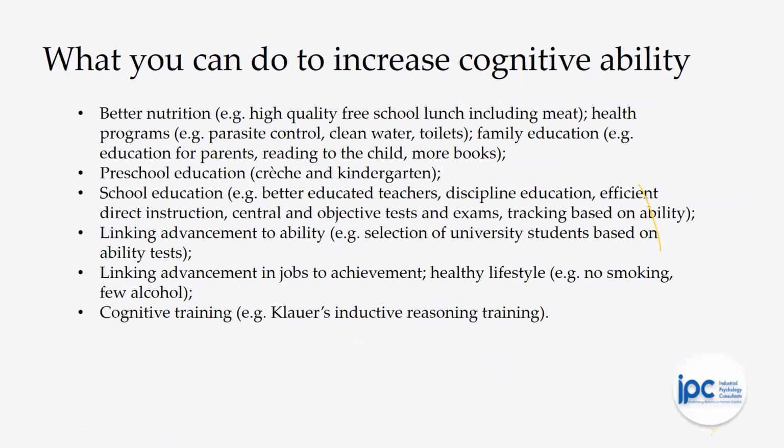So what can you do? What you can do to increase the cognitive ability of your children? Taking again from the home environment that we looked at, you need to make sure that there is better nutrition for the children. High quality free school lunch, including meat. Remember, long back when we were going to school during our time, we got milk, free milk. Sometimes you got lunch. And also health programs that deal with parasite control, clean water, toilets, family education, e.g. education of parents. It will help in terms of reading to the children and more books for the children.